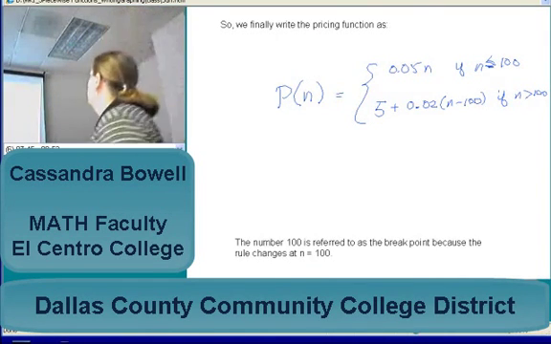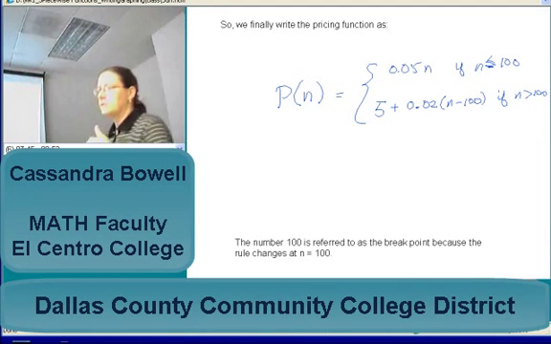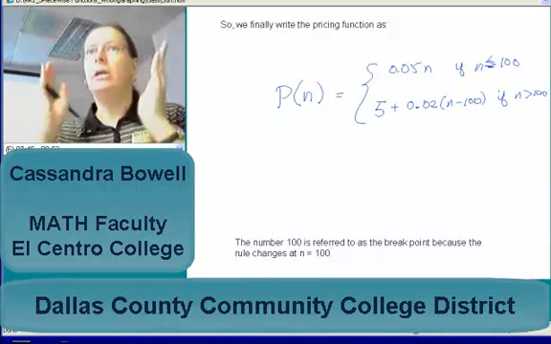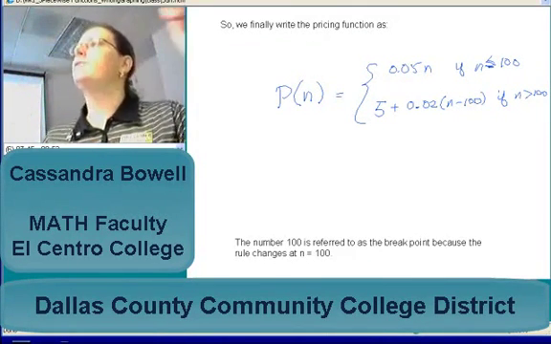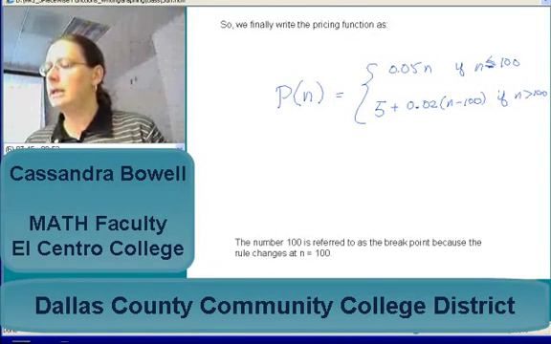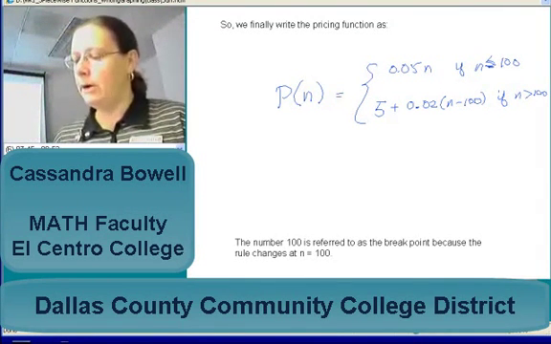That 100 we consider the break point because that's where the rule changes. Okay, so when you look at a piecewise defined function, you think, okay, well the rule is this for these numbers. Look to see where the break point is, and it's this for the rest of the numbers. So the break point here is 100.